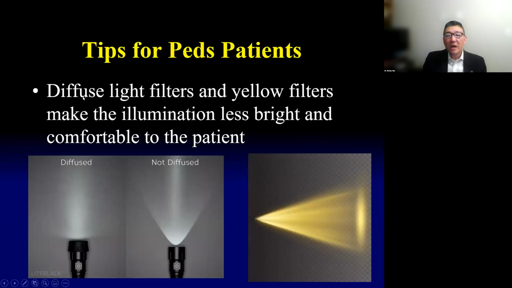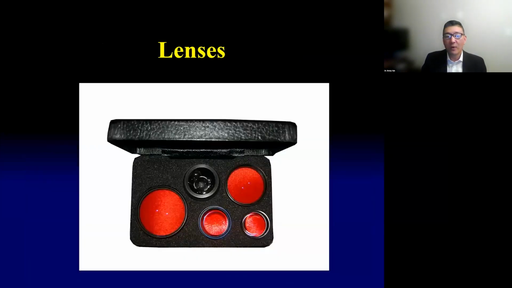And then diffuse light filters are available on all indirect ophthalmoscopes, and there are also yellow filters as well. These can decrease the illumination and make it less light sensitive for the patients. The image quality deteriorates slightly, but for the comfort of the patient, to get more information, it may be helpful.